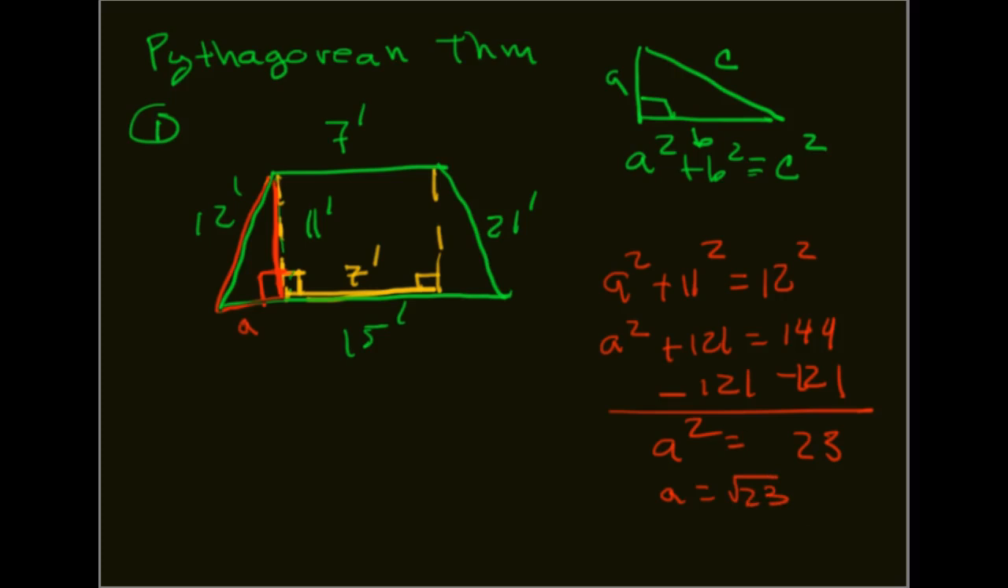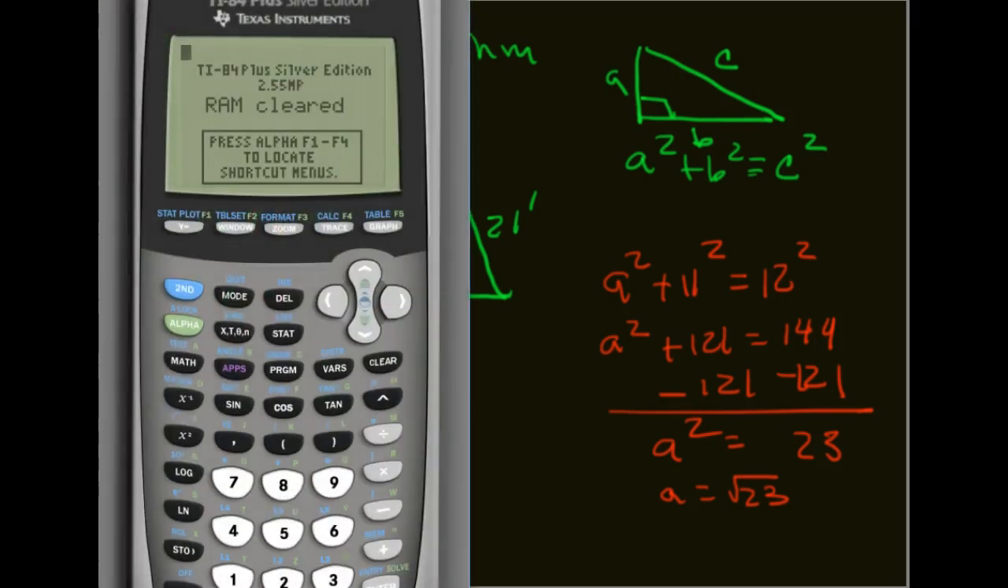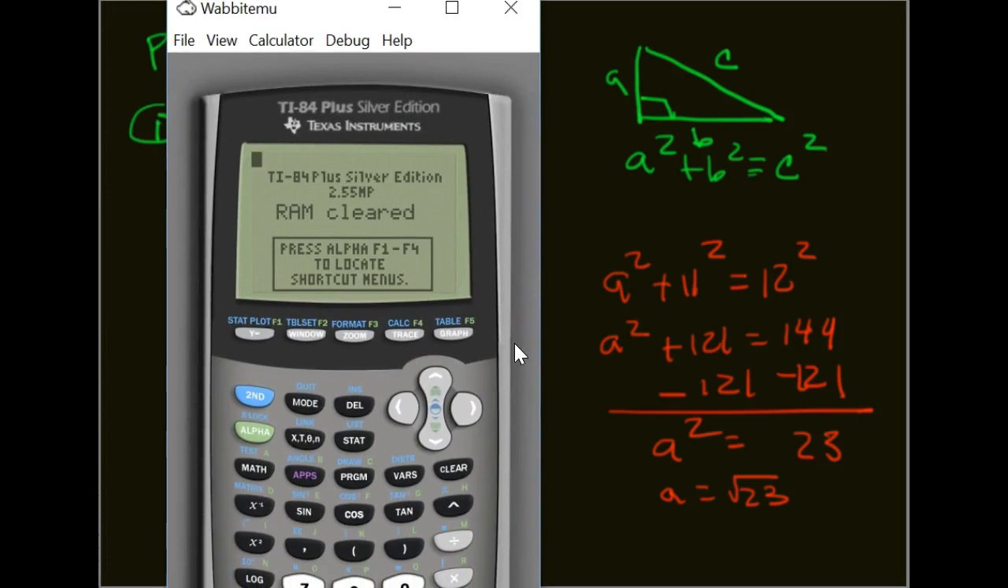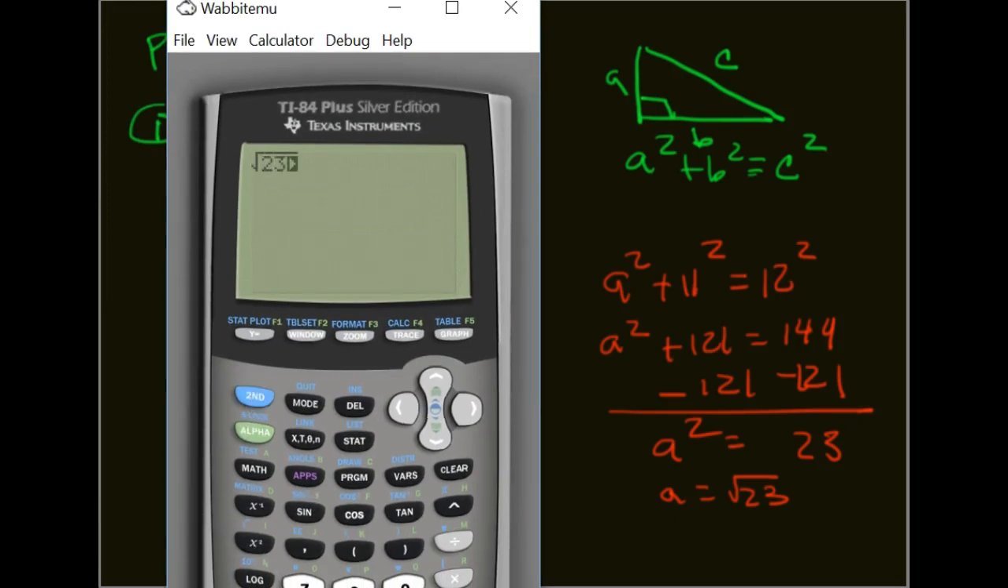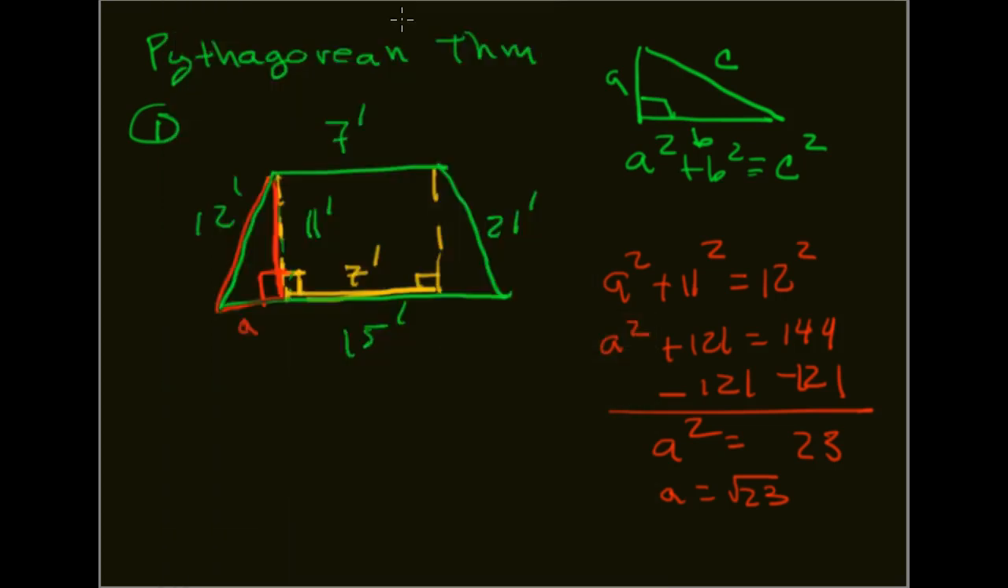can't be negative. And let's get an estimate for that. All right, so I'm going to bring out a calculator here. The square root of 23 is approximately 4.79, so let's call it 4.8. So A is about 4.8.